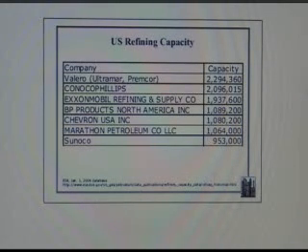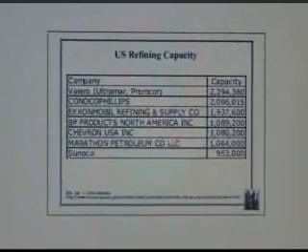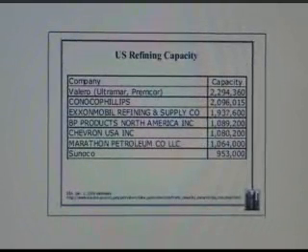Okay. This one shows the U.S. refining capacity in million barrels per day of crude throughput. That's how refining capacity is expressed. The company Valero has the largest, over 2 million. ConocoPhillips has 2 million, and so on.